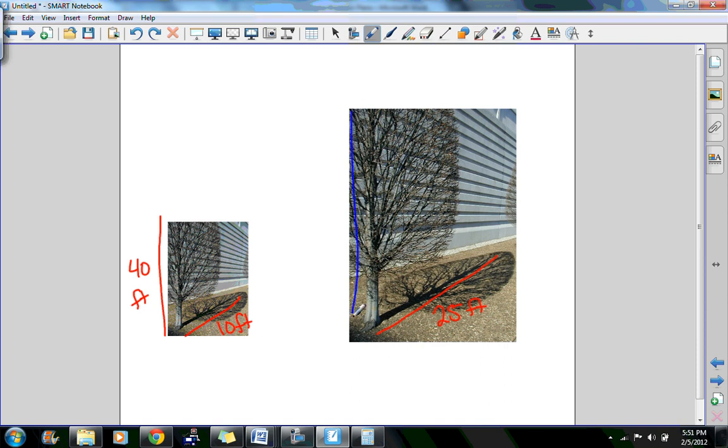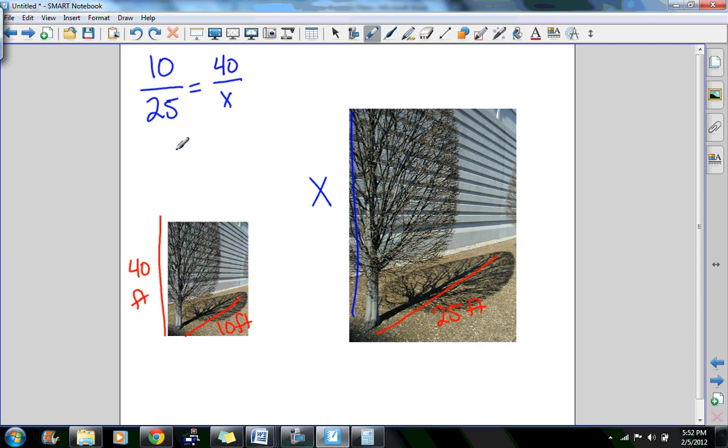So the height here is going to be our value of x. We don't know that. So I'm going to write here the shadow of the small tree is 10, and I'm going to put that over the shadow of the larger tree, which is 25. And so then over here, I'm going to write the height of the small tree, which is 40. I'm going to put that over the height of the big tree, which is x. Okay, important to remember that when you're making the proportion, if you go small to large, you would have to continue on and go small to large again.